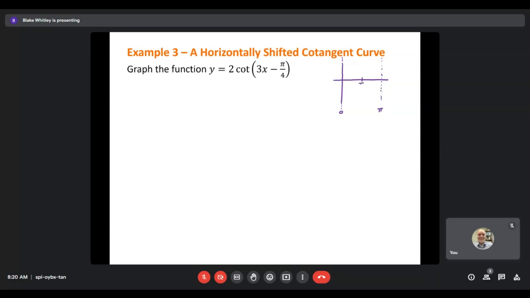X-intercept, pi over 2. And remember, cotangent decreases from left to right. So we're going to get something like this. So there's our parent function. This is our cotangent of x.